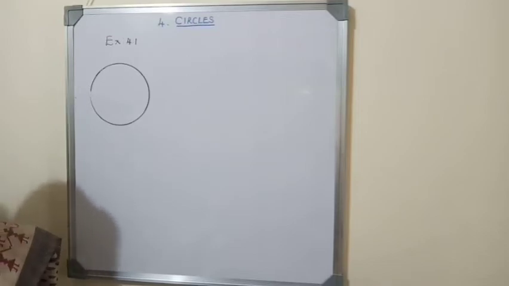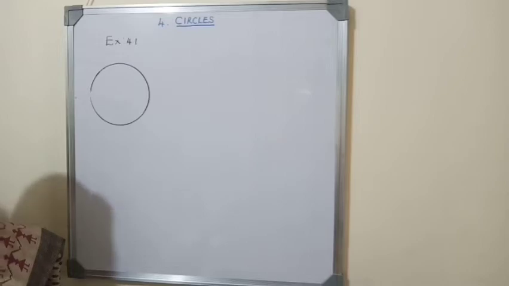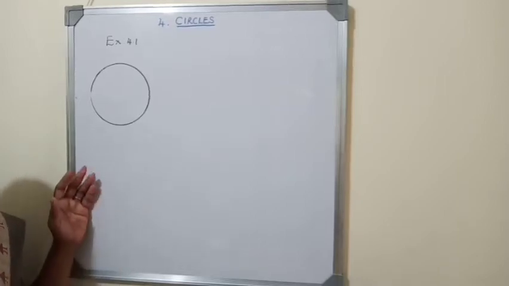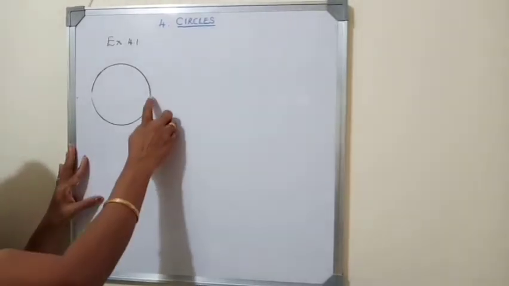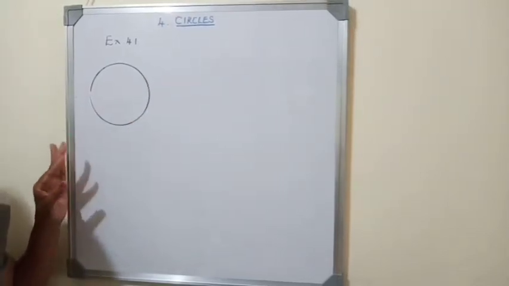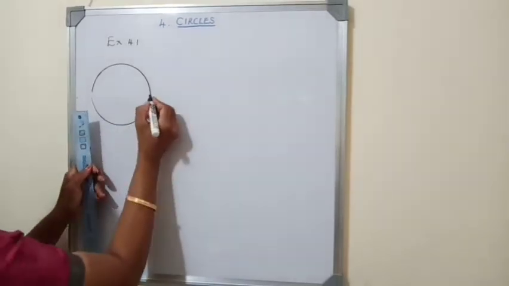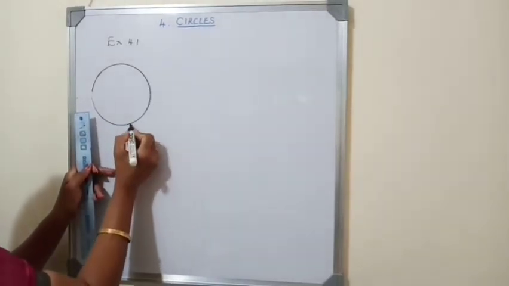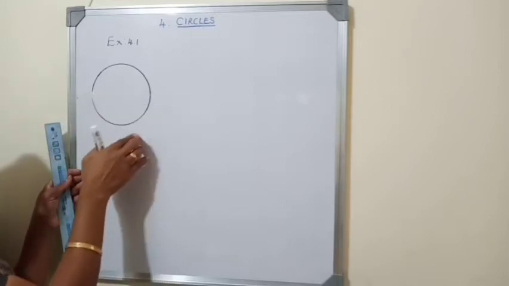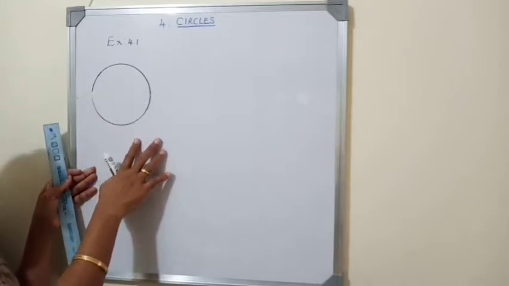Now, exercise 4.1, first question. How many tangents can a circle have? In a circle, how many tangents can we draw? Infinite number of tangents. Any point you mark, if you draw a tangent, we can draw many tangents. See here, one point, here we can draw a tangent. If you mark a point, here we can draw. Here we can draw. So, an infinite number of tangents can be drawn in a circle.